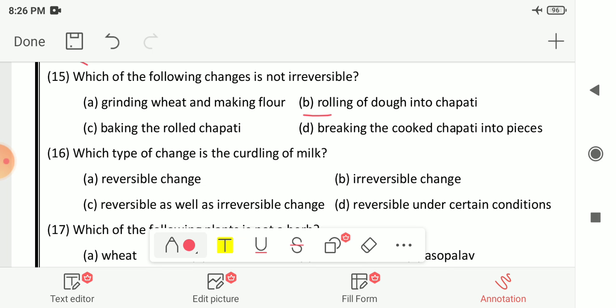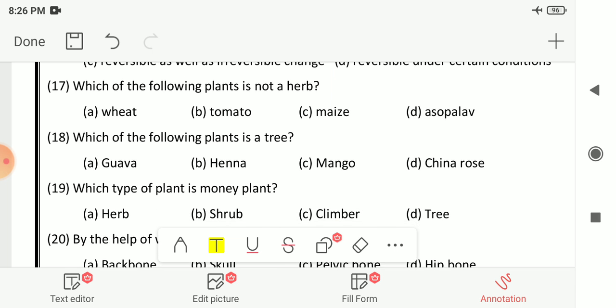Next is, which type of change is a curdling of milk? The options are reversible, irreversible, reversible as well as irreversible change, or reversible under certain conditions. So here your answer is option B, that is irreversible change. Curdling of milk is irreversible change. After this change we get curd, and from curd again we cannot convert it into the milk. So it is the irreversible change.